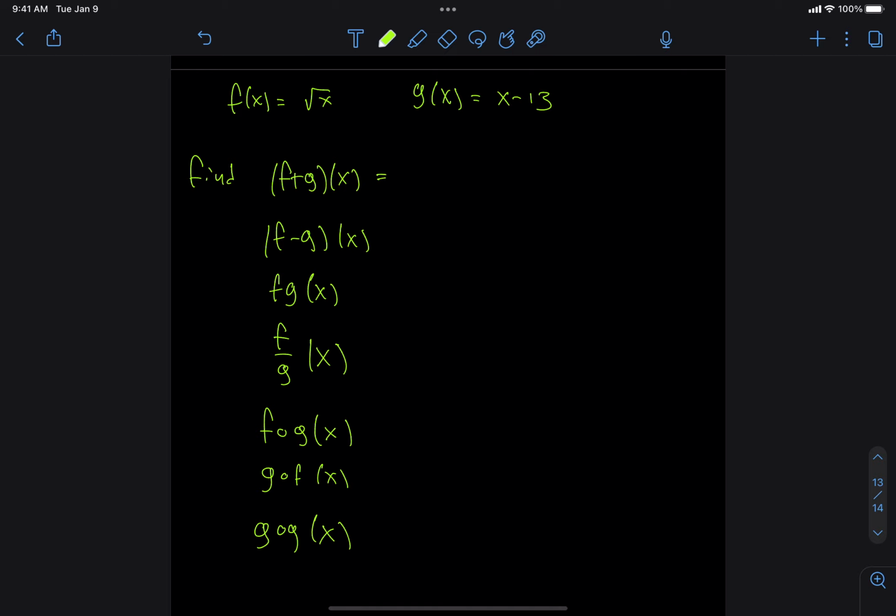So let's just start at the top. How do I do f plus g of x? Go ahead. You're not disrupting me. It's fine. How do I add two functions together? Do I need to do anything special?